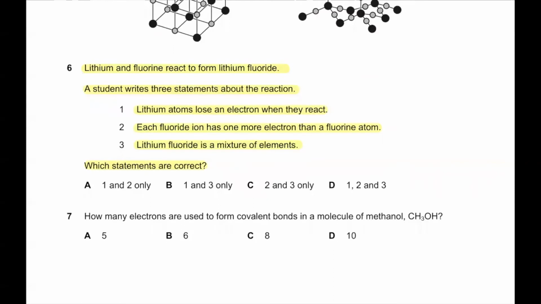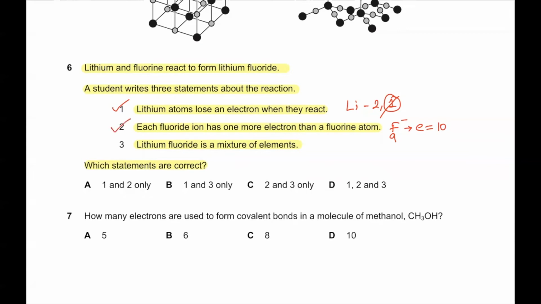Lithium atoms lose an electron when they react, which is correct. If we look at the lithium's electronic configuration, it's 2, 1, and it loses this outer electron. So point number 1 is correct. Each fluoride ion has more electrons than a fluorine atom. In a fluorine atom, we have 9 protons, and when it becomes fluoride it gains 1 more electron. So the number of electrons becomes 10. So definitely each fluoride ion has 1 more electron than the fluorine atom.